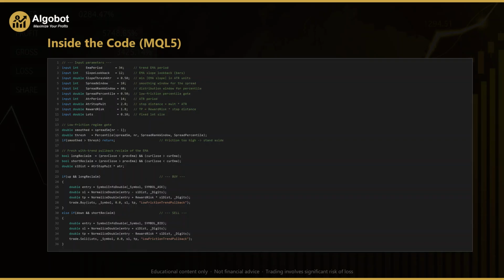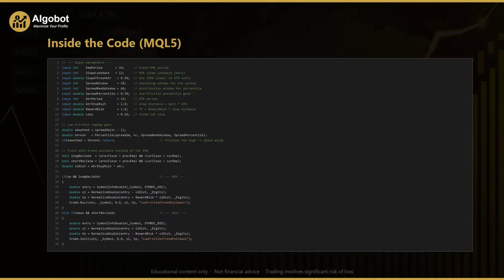Look at the buy branch. When the trend is up and a long reclaim is present, the code reads the ask price, sets the stop loss to ATR below entry, sets the take profit at reward risk times that distance above entry, and calls trade.buy.